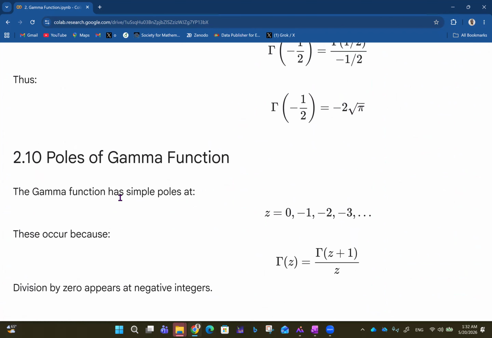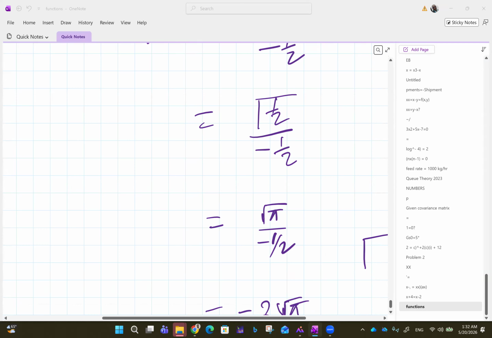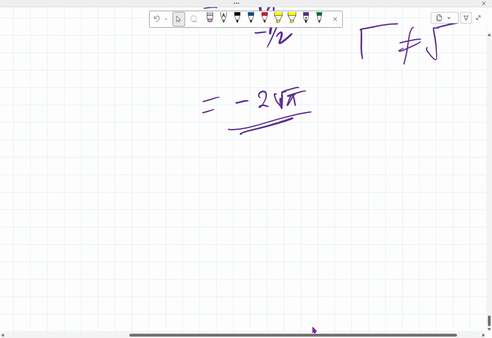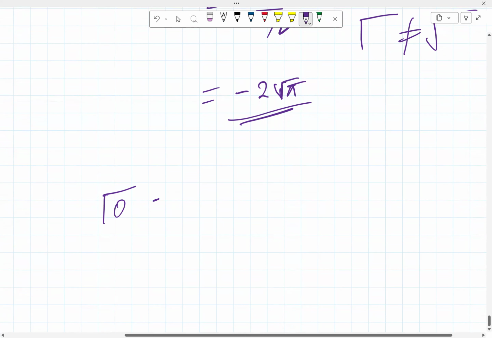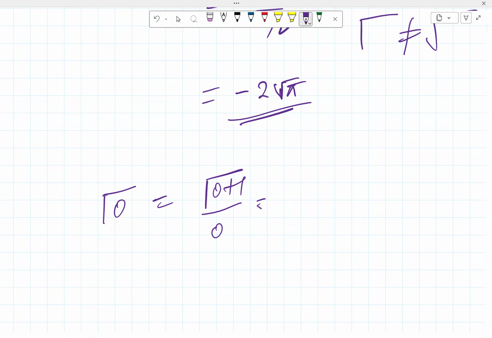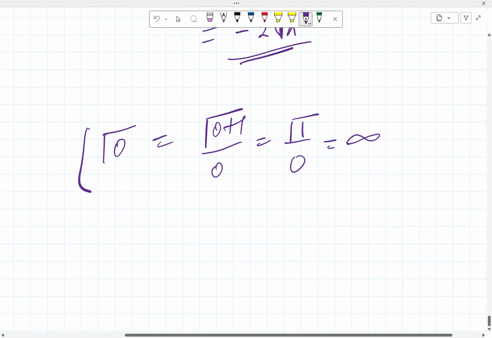So, poles of the gamma function. The gamma function has simple poles at z equals 0, minus 1, minus 2, minus 3, and so on and so forth. This occurs because gamma(z) equals gamma(z+1) over z. Division by 0 appears at non-positive integers. Now, see what that simply means. Let's try gamma 0, for instance. Imagine you want gamma 0. That should be gamma(0 plus 1) all over 0. That'll be gamma 1 all over 0. That's undefined. That's why it's a pole right there.